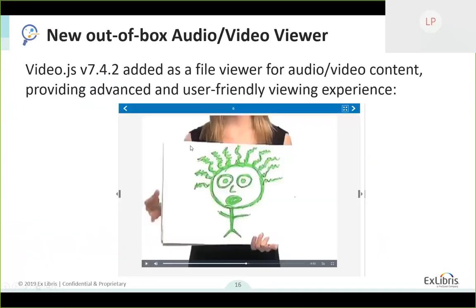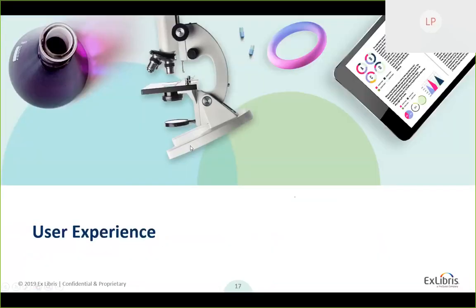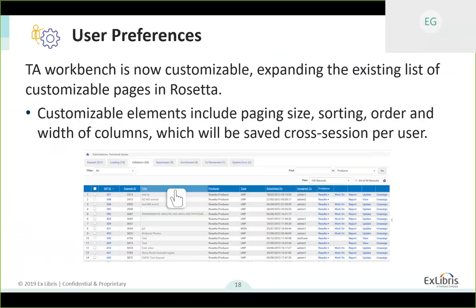So, user experience. User preferences: we have now added the user preferences, the ability to customize also the TA workbench, the technical analyst workbench. And we're slowly covering all the different elements of the pages in Rosetta. And here you can customize all the different aspects of the table. We'll see briefly what that looks like.